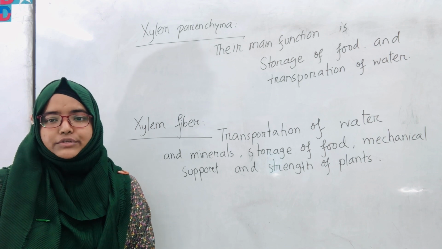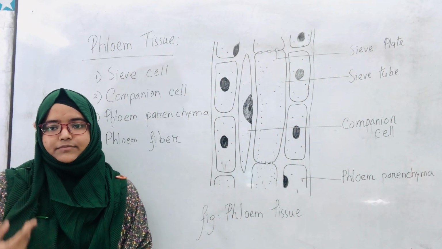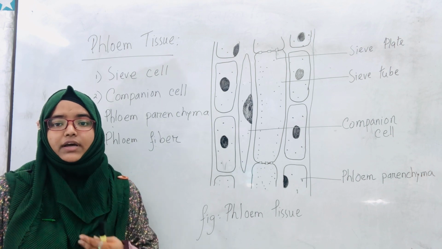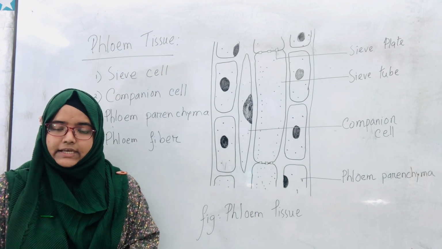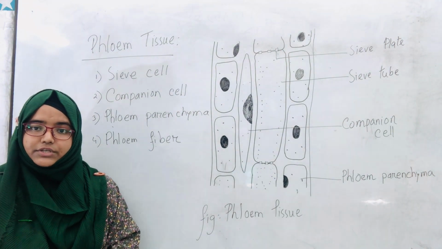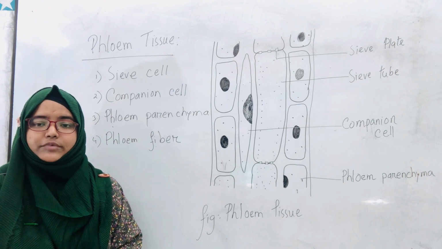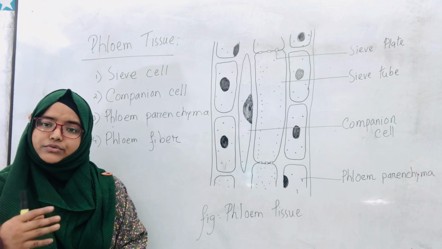Now we will learn about phloem tissue. Phloem tissue and xylem tissue combinedly form the structure of the vascular bundle. Xylem tissue helps to conduct the raw material or water which is required for food production of the plant, and after the food is produced, phloem tissue transports it to different parts of the plant.